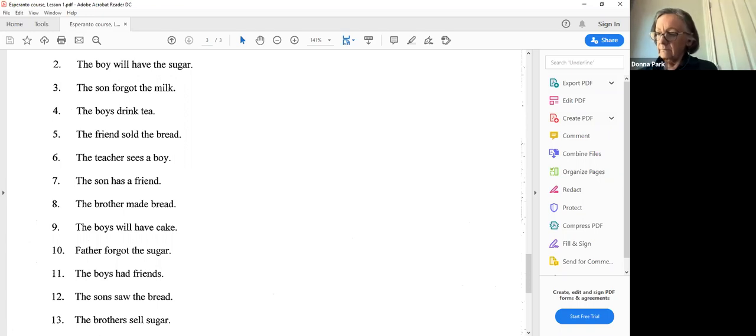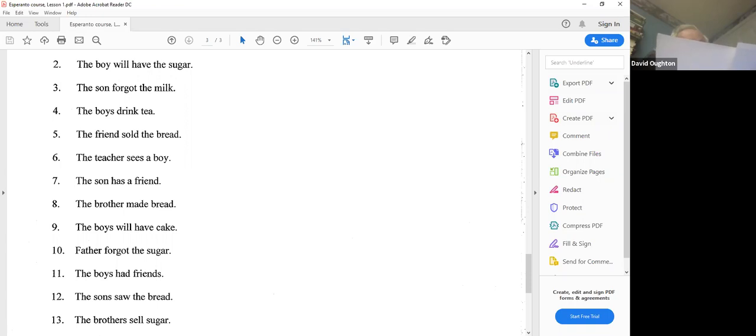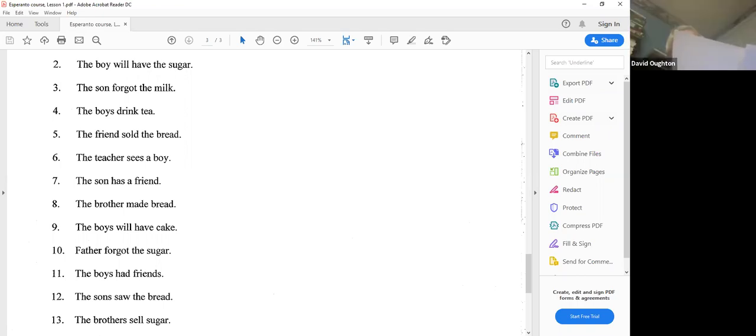Number 11. The boys had friends. So had is in the past, and friends is plural, and it's an object. So number 11, who would like to do that? Okay, Donna? La knaboj havis amikojn. Bona. So that's, yeah, you got everything correct. Anyone not understand 11? Okay, Simon, you see it? All right, I'm beginning to learn, yeah. Good. It follows the same pattern. Once you catch on, it gets easier.